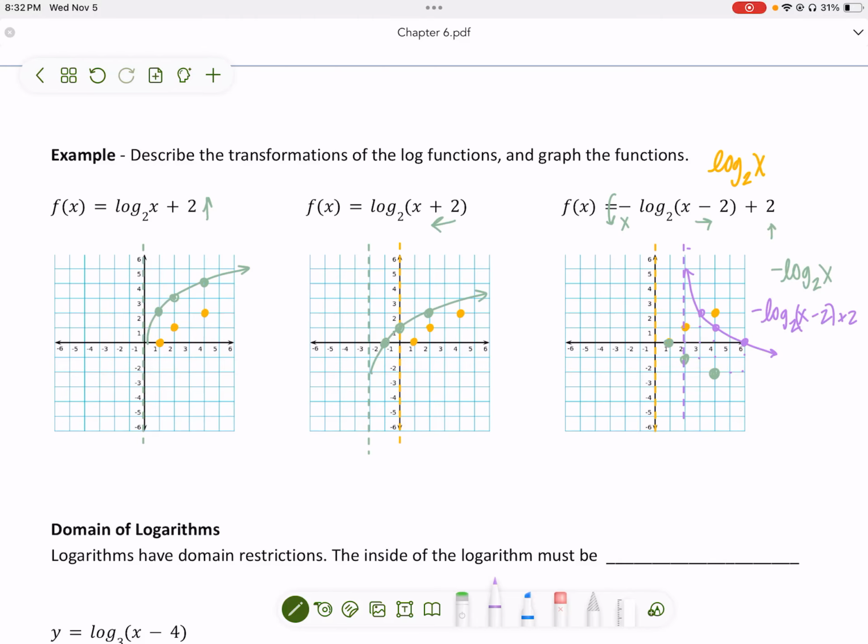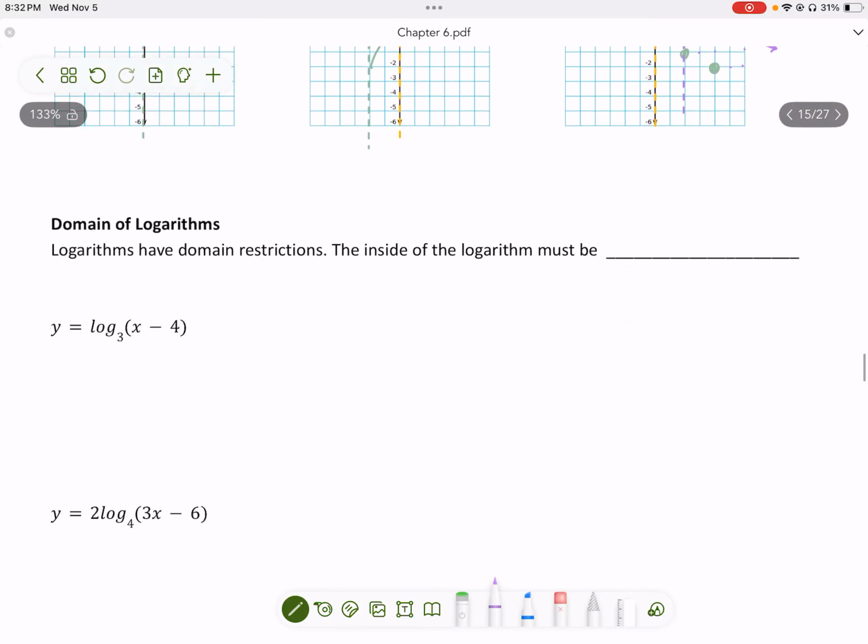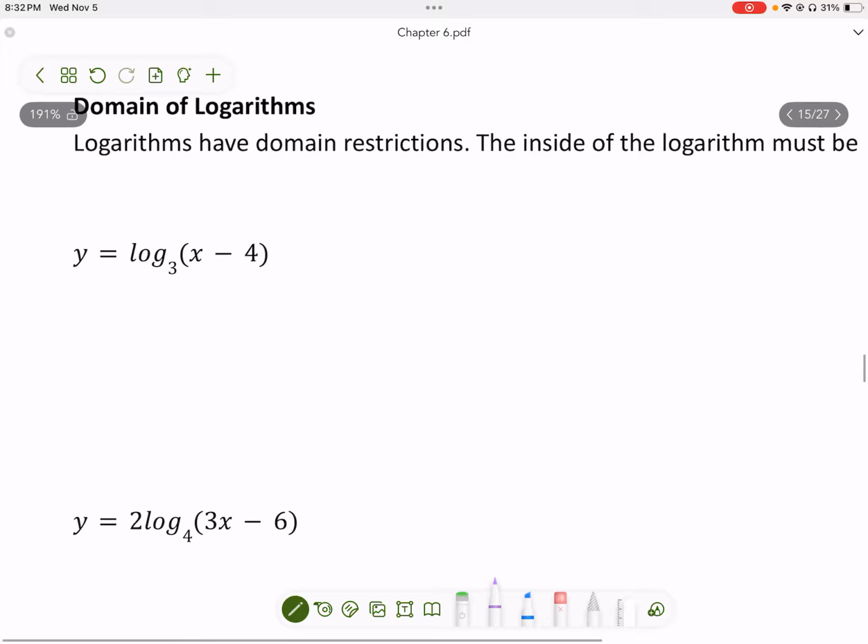All right, moving on. Domain. This comes up in the homework a lot. It's usually also on the final. So logarithms have domain restrictions, just like roots, just like rational functions. The inside of the log must be greater than 0. Actually, I'm just going to write it. Greater than 0. So you're going to solve an inequality.